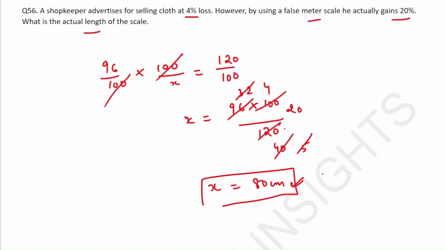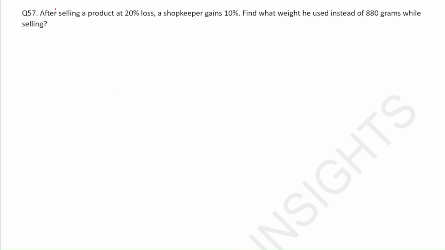Okay. Next question. After selling a product at 20% loss, a shopkeeper gains 10%. Find what weight he used instead of 880 grams while selling. So here also we have to find the weight that the shopkeeper used. So after selling a product at a loss of 20%, that means a loss of 20% will be how much? 80 by 100, right?